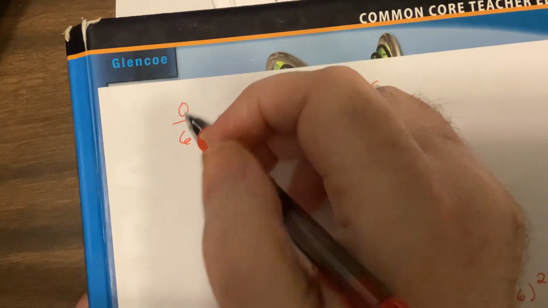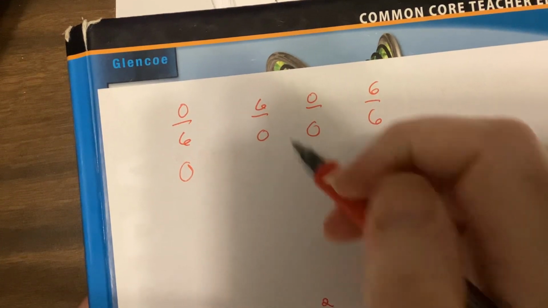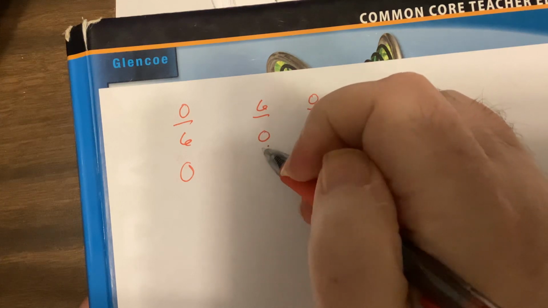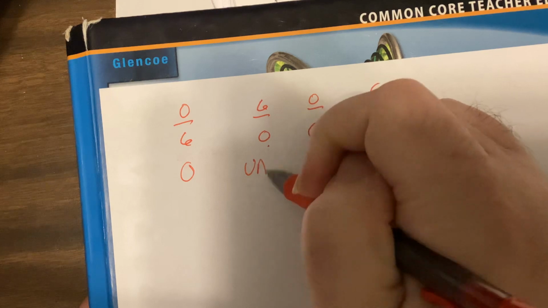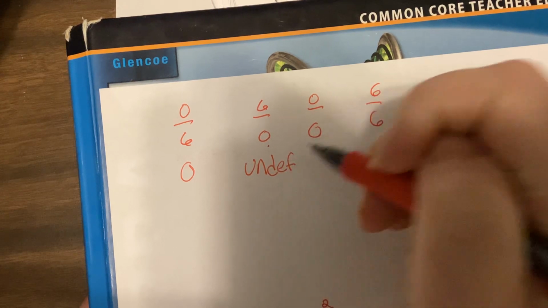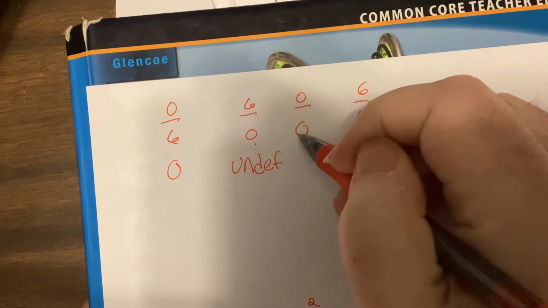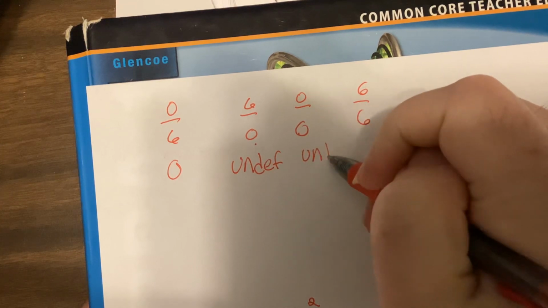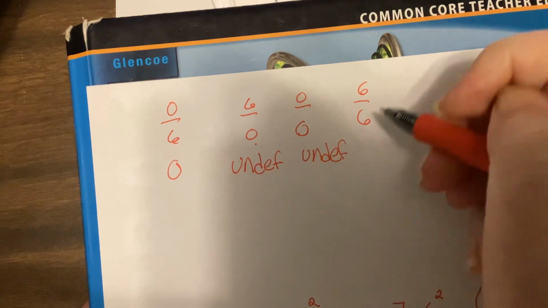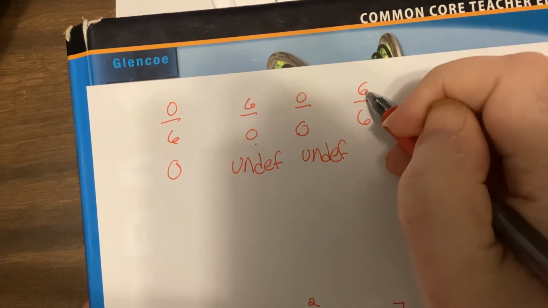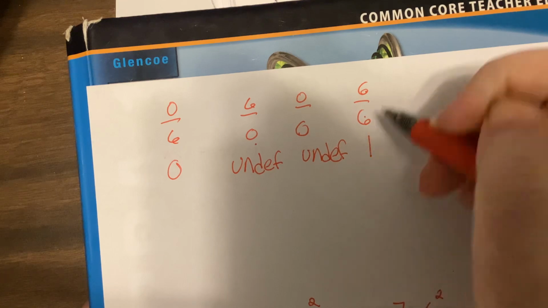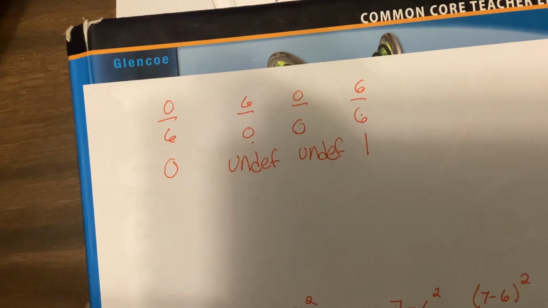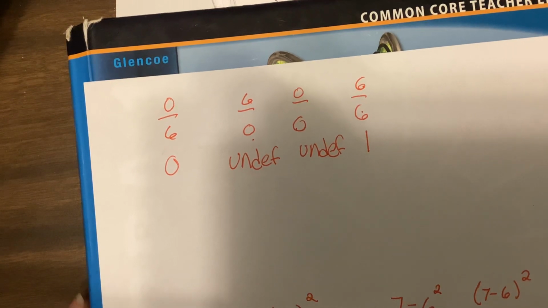Oh, 0 divided by 6, 0. 0 on the bottom is undefined, undefined, undefined. Oh, you'll be dreaming about that tonight. Wait, 0 on the bottom is undefined. 6 divided by 6 is 1. If you didn't get all 4 of those right, no dessert for you.